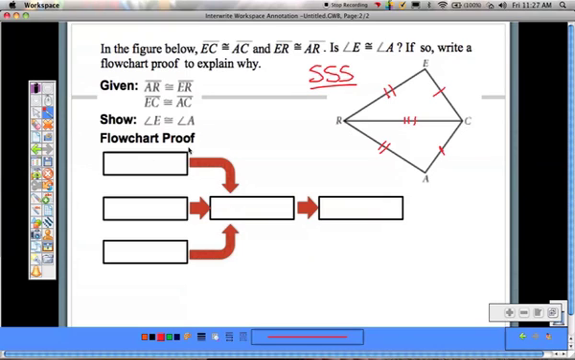In a flowchart proof, the first part is to put the given. So the first given was AR is congruent to ER. The reason why we write that is it's given. Also given was EC is congruent to AC. Again, that was given. And the last thing that we needed to show side, side, side was that RC was congruent to itself. The reason we know it's congruent to itself is the same segment.